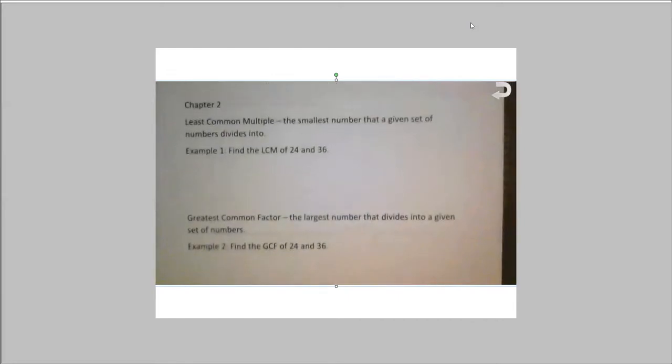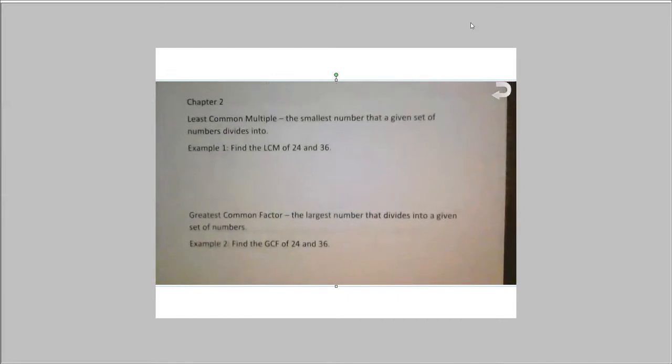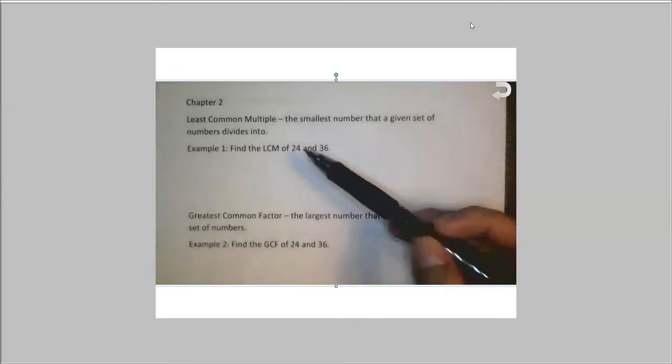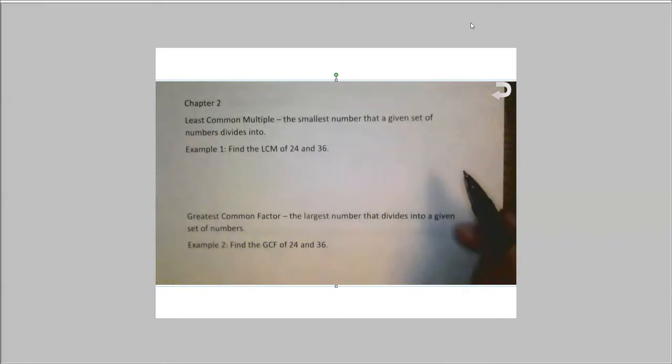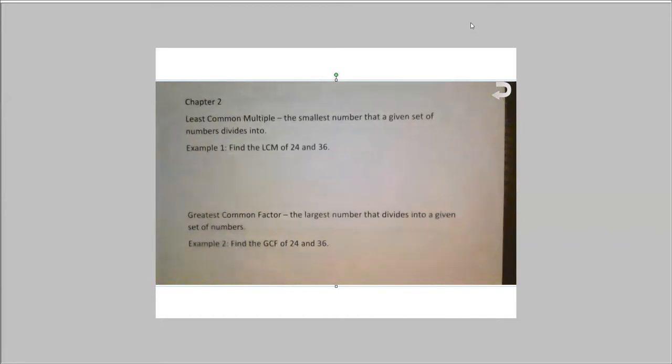Okay, our next example is actually going into chapter 2 where we're asked to find the least common multiple. Now what this is, is the smallest number that a given set of numbers divides into. Don't confuse factoring with multiples. I am not looking for a number that divides into 24 and 36. I'm looking for a number that 24 and 36 will divide evenly into.